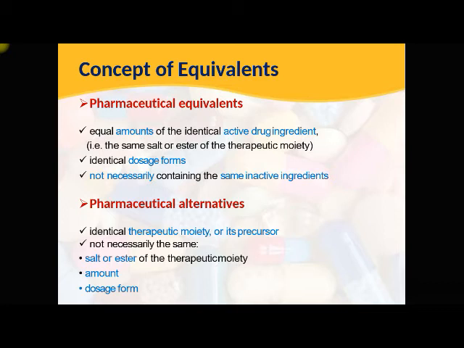Okay, the next is pharmaceutical alternatives. What are those? These are the identical therapeutic moiety or its precursor. It is not necessary to have the same salt or ester of the therapeutic moiety, or the amount of it, or the dosage form.